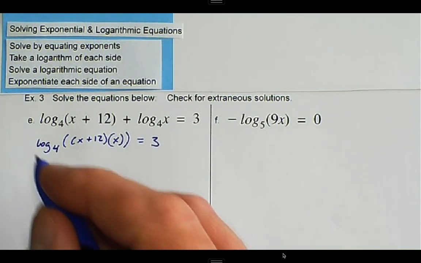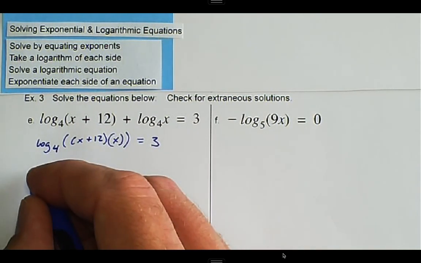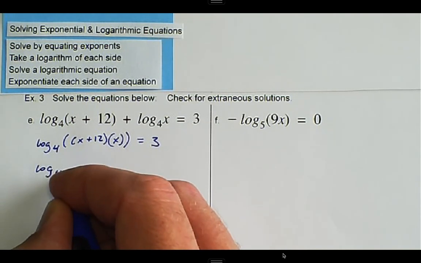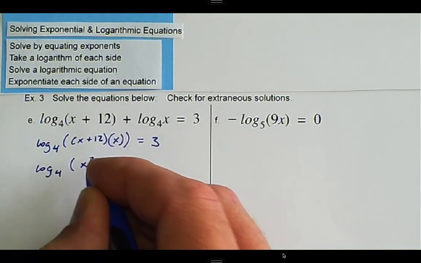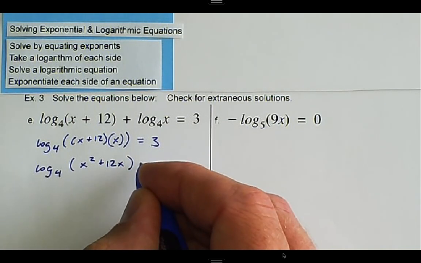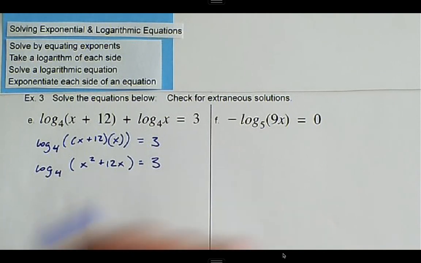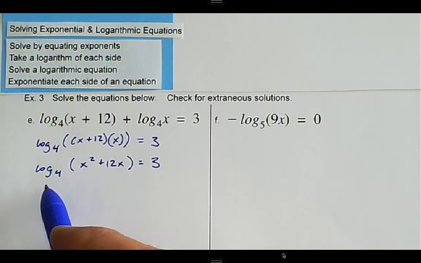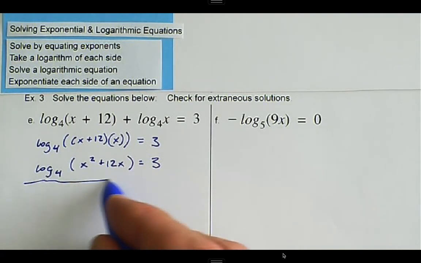Then we can distribute inside the log there, and we get log base 4 of x squared plus 12x, and that is equal to 3. Now we have the log just on one side, and so now we can exponentiate both sides of the equation. That will help us get rid of this log base 4 over here. And we want to pick the value of 4 because then that will equal 1.